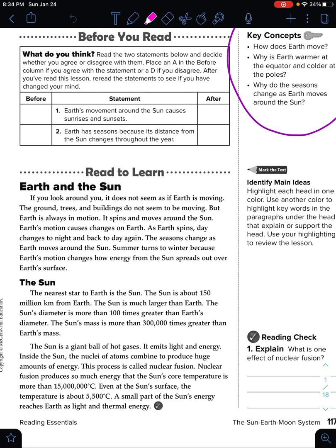If you look around you, it does not seem as if Earth is moving. The ground, trees, and buildings do not seem to be moving, but Earth is always in motion. It spins and moves around the sun. Go ahead and highlight that. Earth's motion causes changes on Earth. As Earth spins, day changes to night and back to day again. The seasons change as Earth moves around the sun. Summer turns to winter because Earth's motion changes how much energy from the sun spreads out over the Earth's surface. So those are going to be the main concepts for this lesson 1.